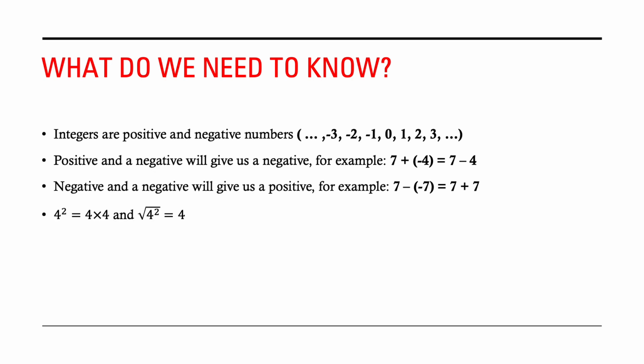When we're dealing with powers, such as 4 squared, it will be 4 times 4. If we have 4 cubed, we'll multiply 4 3 times, and so on. When we're dealing with square roots, if we have the square root of 4 to the power of 2, it will essentially cancel out and will give us the answer of 4. If we have a cube root of 4 to the power of 3, those will cancel out as well.